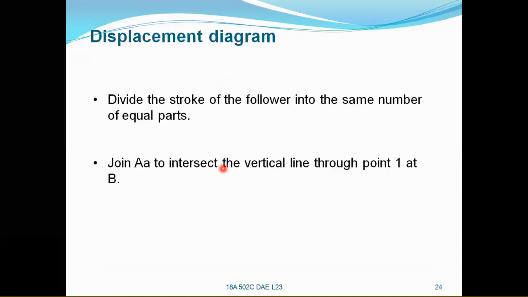So we completed this lesson. We have completed what is meant by displacement diagram, and also what are the types of motions of the follower. Also we have completed how to draw the displacement diagram if the follower moves with uniform velocity, with simple harmonic motion, and with uniform acceleration and retardation, right?